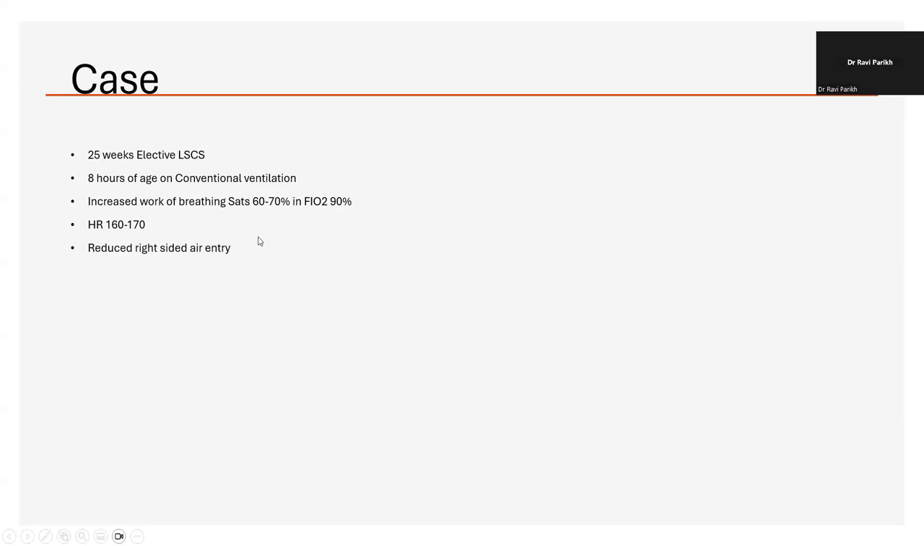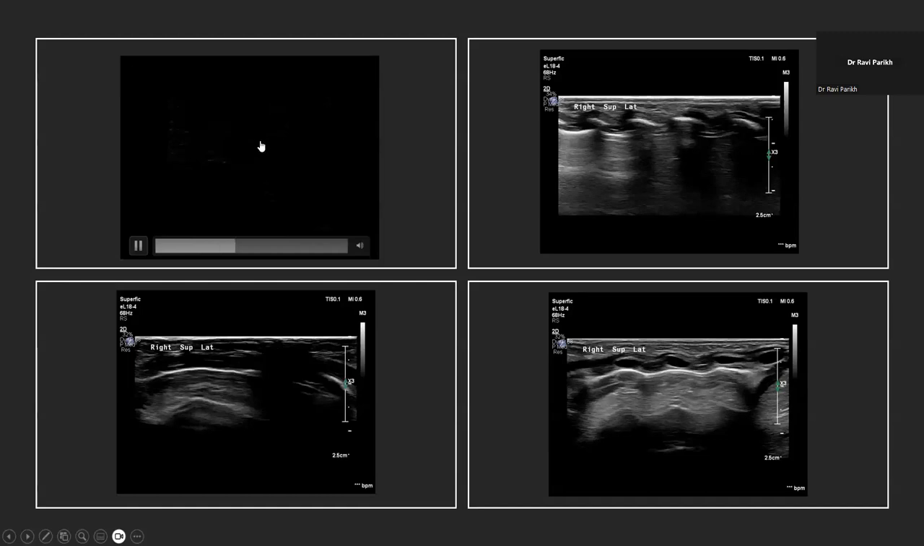What about this case? So again, 25-weeker, elective cesarean, 8 hours of age on conventional ventilation, quite significant work of breathing, and the baby now has acutely deteriorated and has sats of 60% on 90% FiO2. It's very tachycardic. We have reduced right-sided air entry. Okay, so we have done the clinical examination, so we're going to get the X-ray done and do a lung ultrasound. Anything that you want to do before that, that'll help your diagnosis? And cold light? Yeah, I would cold light. I would always cold light in this situation. Let's see what you find.